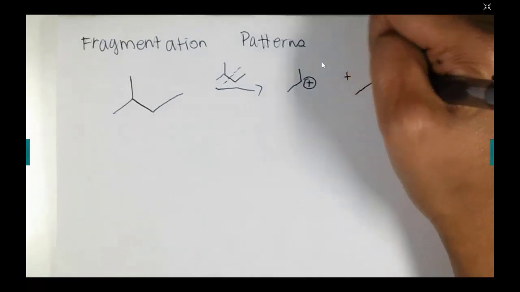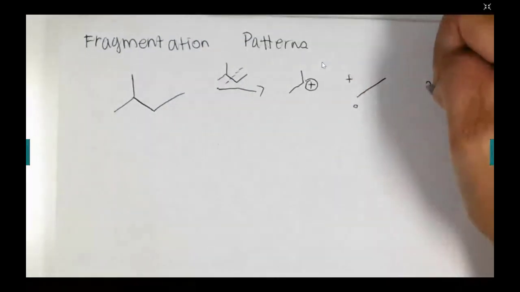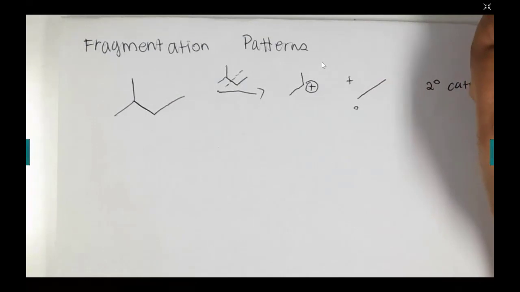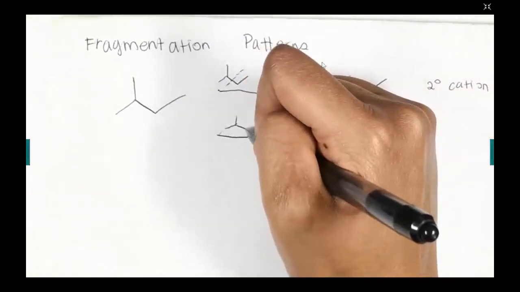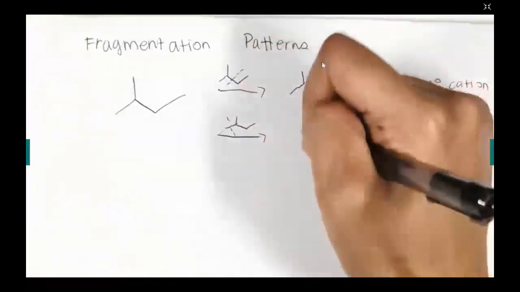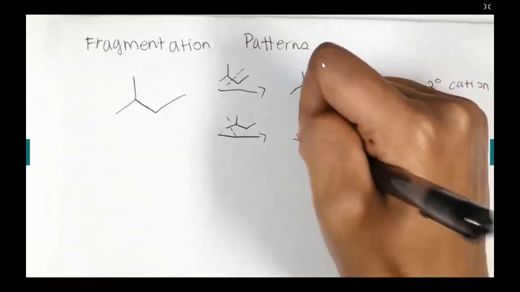So, for example, you could have a cut like this, where you've got a secondary cation. You could have a cut on the other side, also forming a secondary cation.